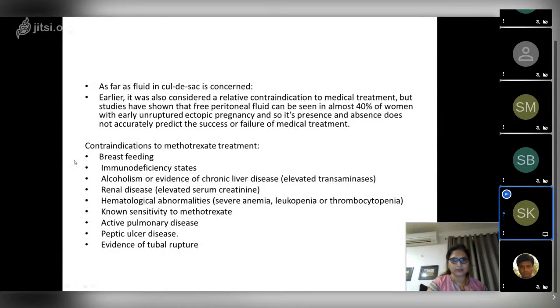Other important things to remember: the contraindications for methotrexate treatment are breastfeeding, immunodeficiency states, alcoholism or evidence of chronic liver disease, renal disease, hematological abnormalities like severe anemia, leukopenia or thrombocytopenia, known sensitivity to methotrexate, active pulmonary disease, peptic ulcer disease, and if there is evidence of tubal rupture, it is definitely contraindicated. So these are some points to remember.